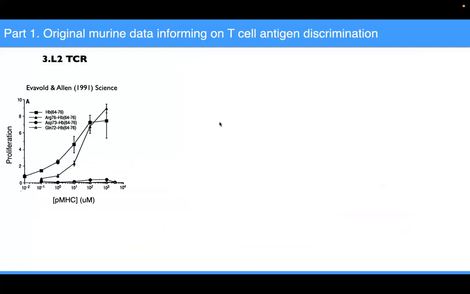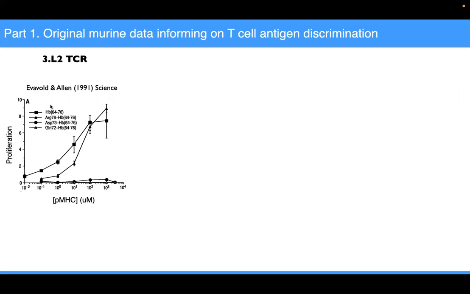And so an initial conclusion came in the 1990s. It was actually all done in mice, and they took mice that all had the exact same T cell receptor. So they're called transgenic mice. So instead of having 10 to the 8 randomly generated receptors, all the T cells had the same receptor. This particular receptor, 3L2, happened to recognize a short peptide from hemoglobin. And so what they did is they took all these T cells and they mixed them with antigen-presenting cells that they loaded with different concentrations of the peptide shown here on the x-axis.